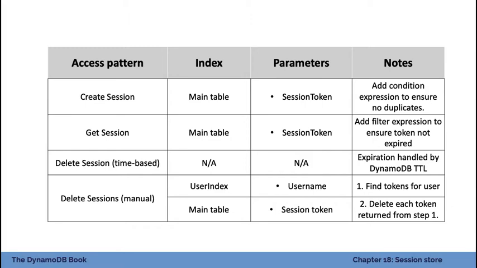But we do have that other access pattern, that fourth one, that is delete sessions on a manual basis. And you can see there's actually a two-step process there. The first thing we're going to do is hit that user index with that username and find all the tokens for the user. Once we've done that, then we're going to go back to that main table. And for each token, we'll have that session token and delete each token returned from step one.